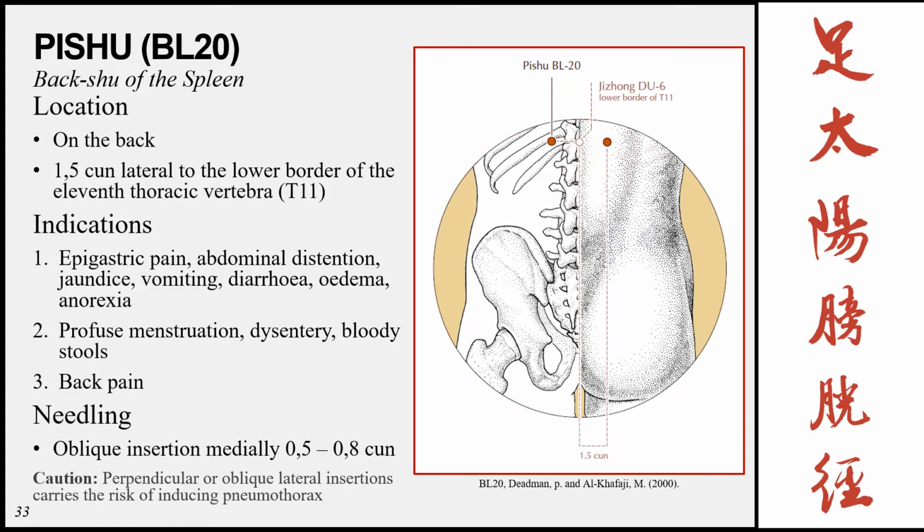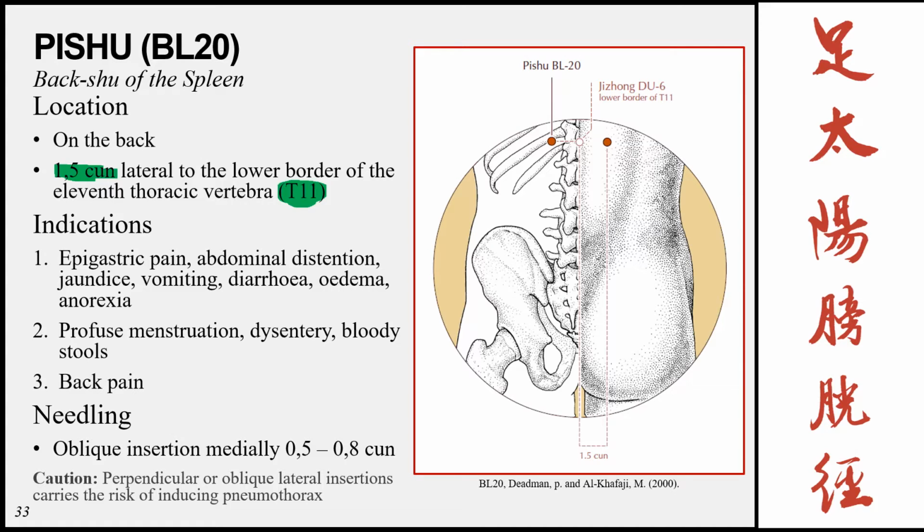So the next point is PISHU, bladder 20. So this point is the back shu of the spleen, and it is located also on the back, 1.5 cun lateral to the lower border of the 11th thoracic vertebra. So as you can see, as all the previous points, the distance from the spine is always the same, this 1.5 cun for all these points. The important part is to actually know which vertebra it's at. So for this one, it's T11. So it's a T11, T10, you need to know that. That's the important part here.